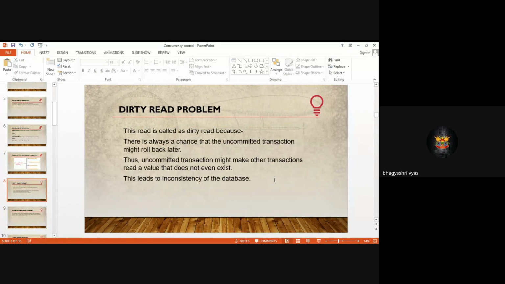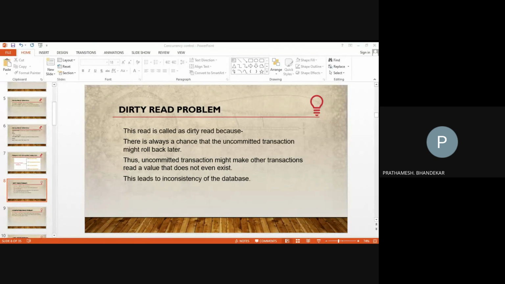This is the formal. Okay. In a dirty read, there is always a chance that an uncommitted transaction might roll back later. So can anybody tell me a real-time scenario for the dirty read problem so that you can relate to it? Anyone? If it is an interactive session, I'll be more happy.